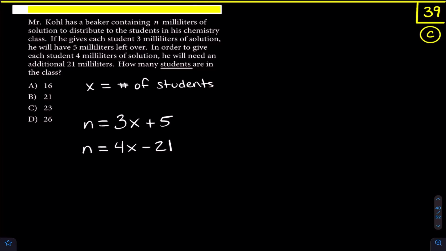But if you have that, it's very easy to solve for x here, which is what we want. We know that both of these things are equal to n. And if they're both equal to the same number, that means they are equal to each other.